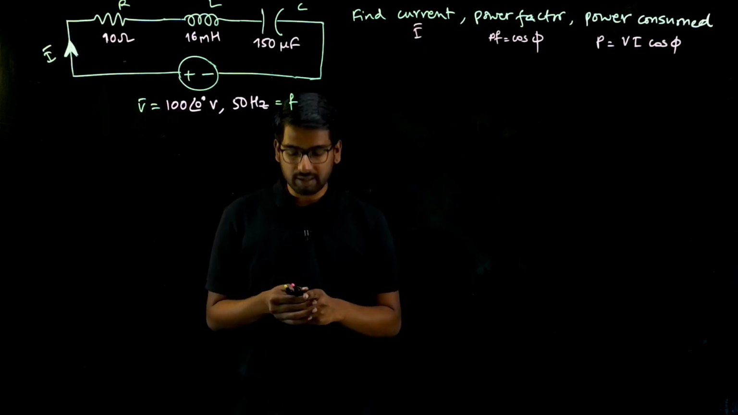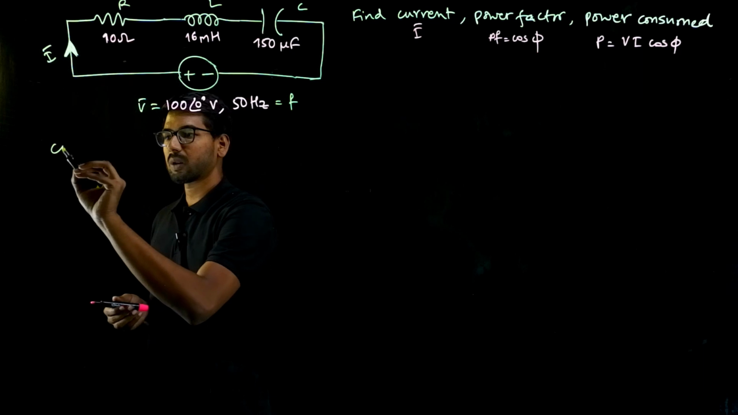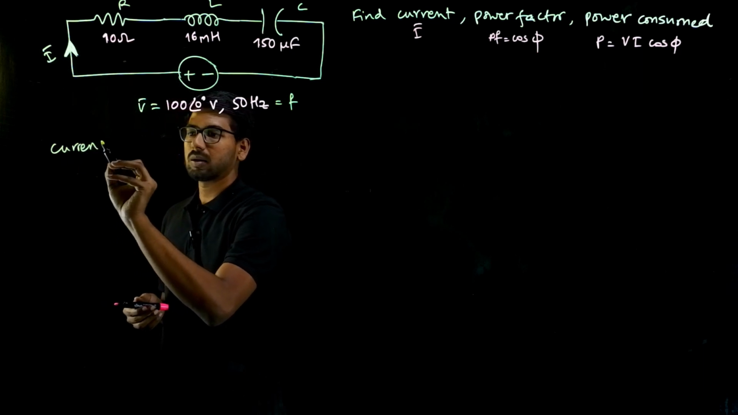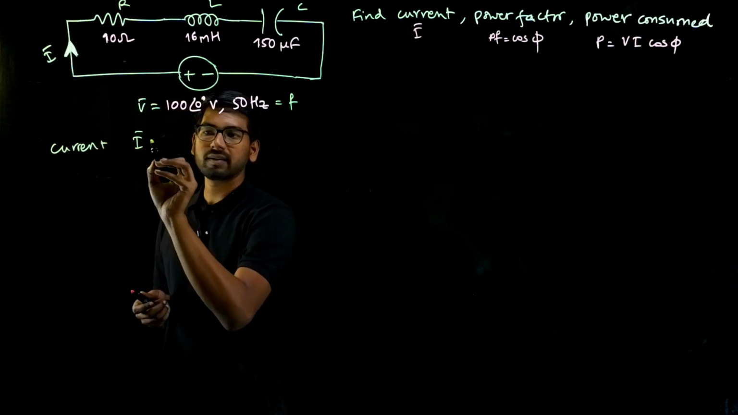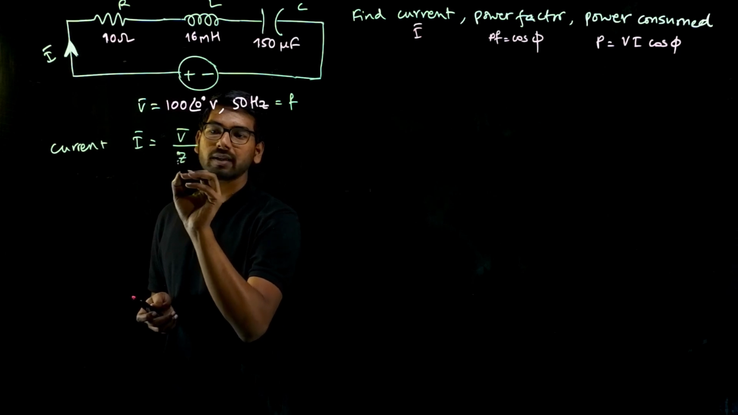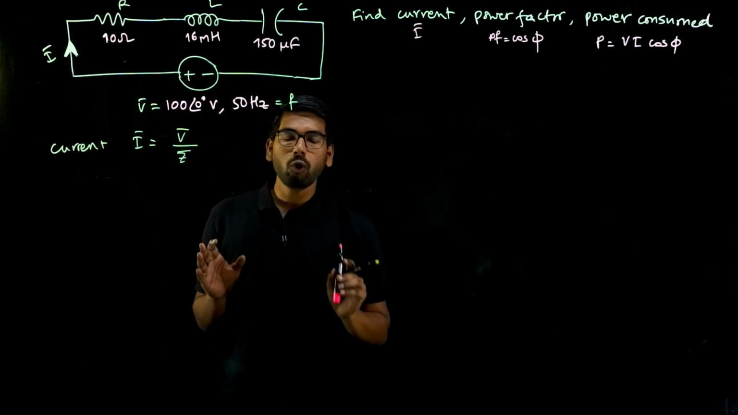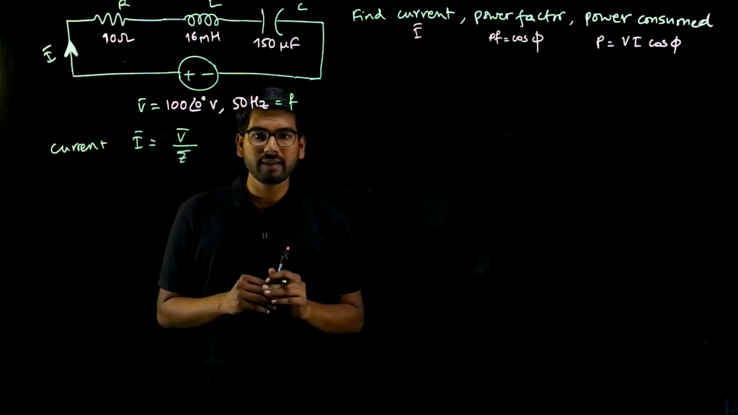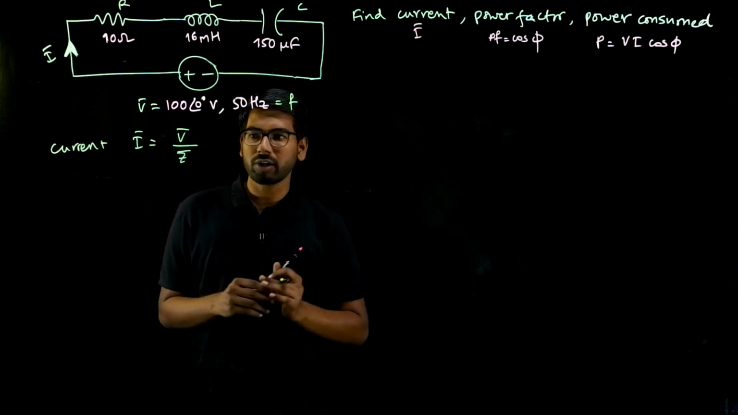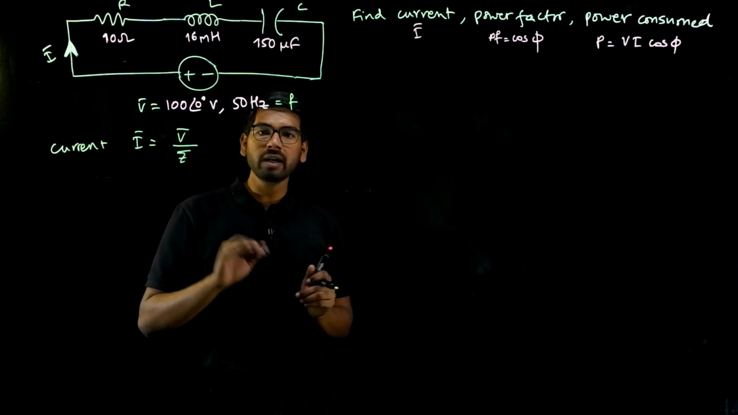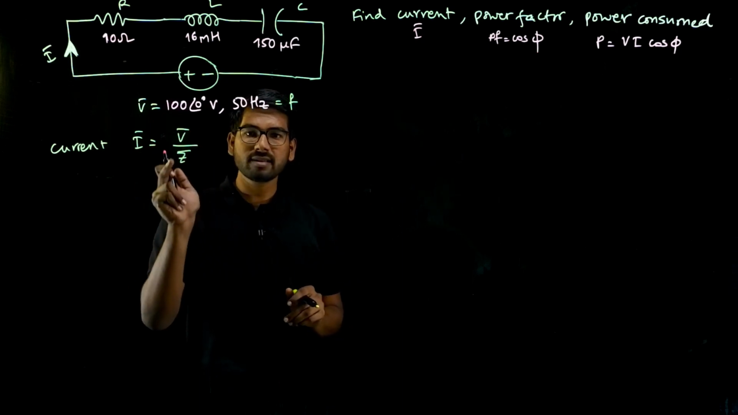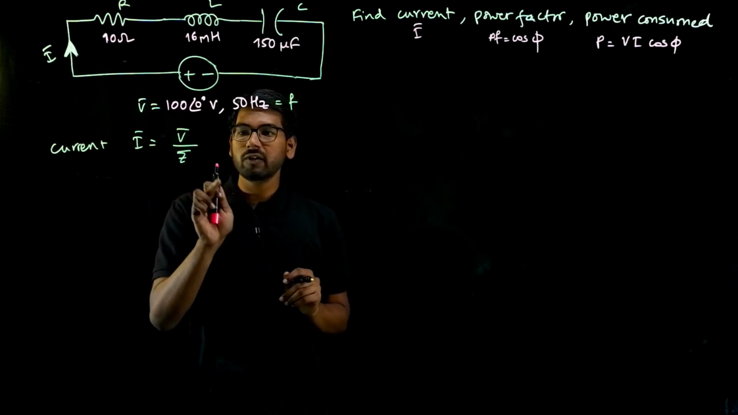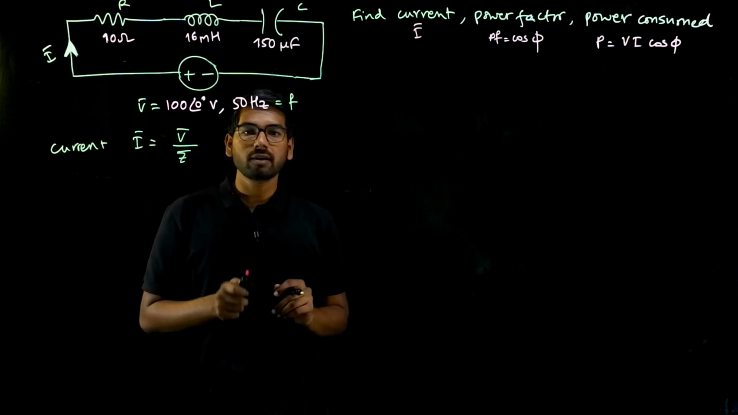First let us find current I. Current I bar is equal to V bar by Z bar. Ohm's law holds true even in the case of single phase AC current and voltage. So I is equal to V by R, where this is a resistance. In case of DC we call it resistance, in case of AC we call it impedance.